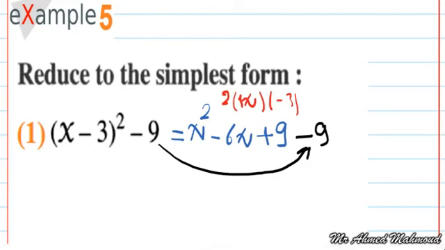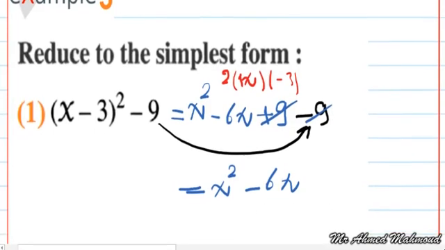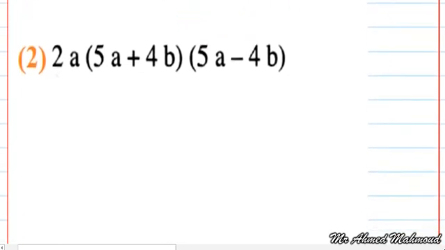Okay, and then collect the like terms together. X to the power of 2 has no like term, it will be x to the power of 2. Negative 6x has no like term, negative 6x. And 9 minus 9 equal to 0. Then the final answer will be x to the power of 2 minus 6x. Next, the next one.